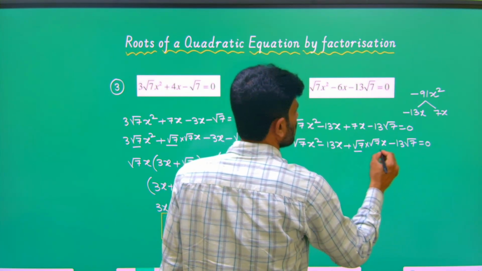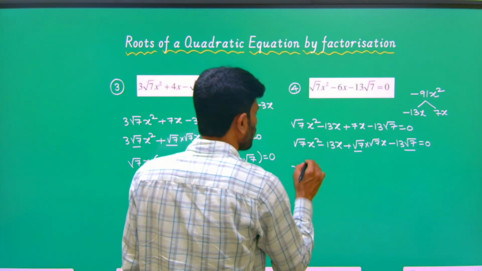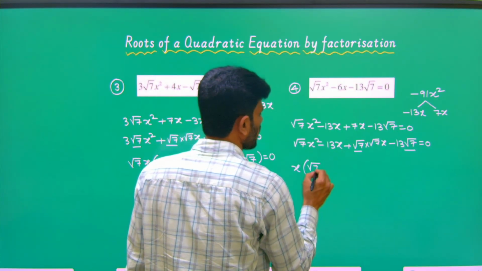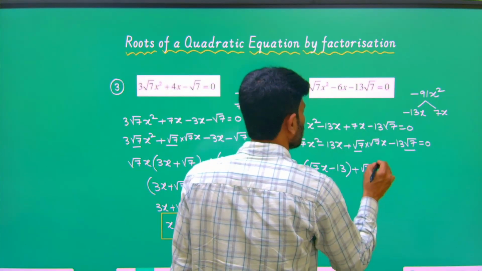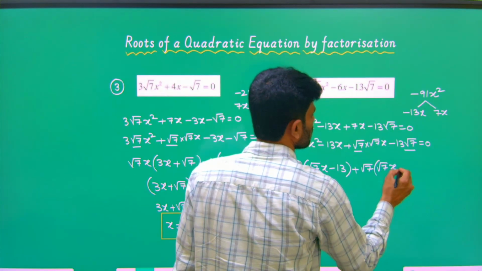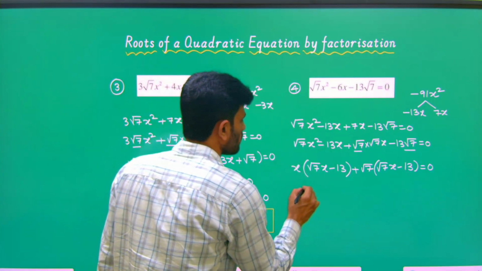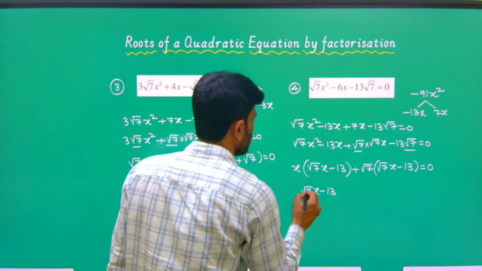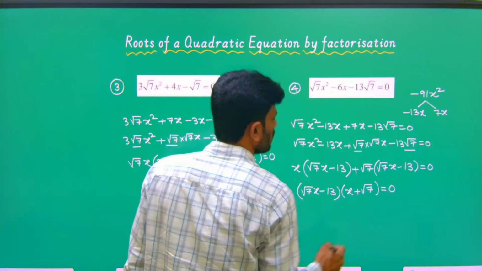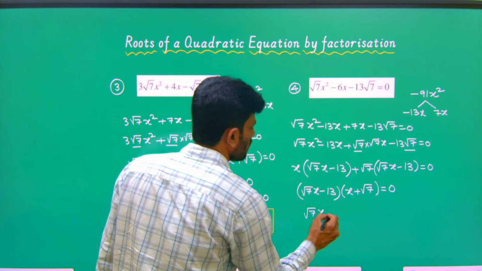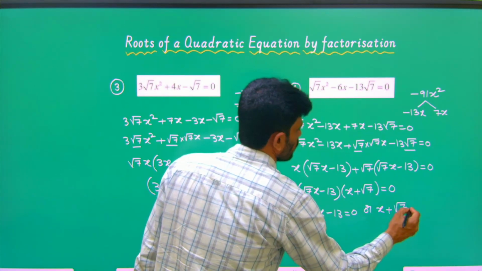Why am I writing like this? Because by writing like this we can see root 7 is common in the next two terms. In the first two terms we have only x common, and what will be left? Root 7x minus 13. In the next two terms we have root 7 common, and what is left again? Root 7x minus 13 is equal to 0. Now root 7x minus 13 we can take common. What is left? x plus root 7 is left. So root 7x minus 13 is equal to 0, or x plus root 7 is equal to 0.